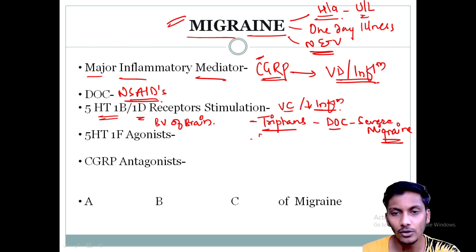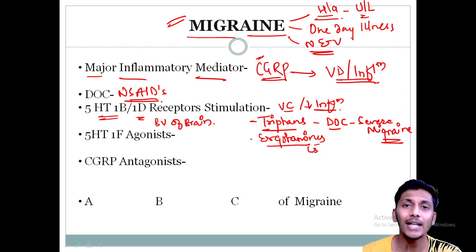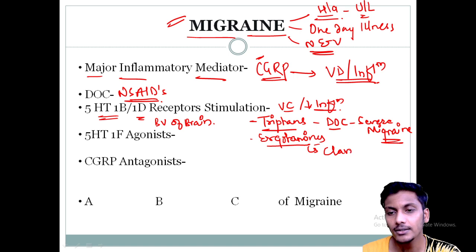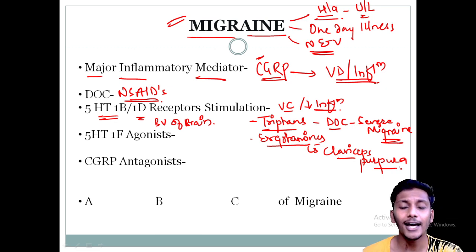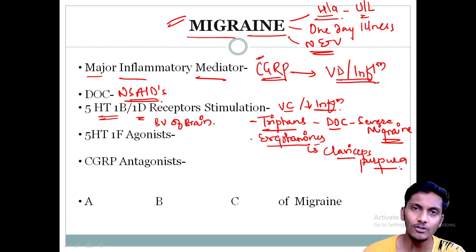And the next drug which also acts by the same mechanism is ergotamine. Ergotamines are ergot alkaloids derived from a fungus known as Claviceps purpurea. A question has been asked: ergotamines are derived from what? Please remember, from the fungus Claviceps purpurea. But these ergotamines are more emetogenic. They can lead to more vomiting. Therefore, these drugs are usually not preferred.